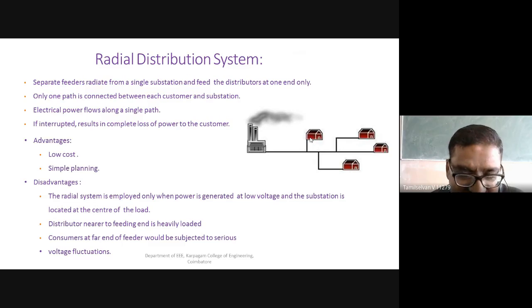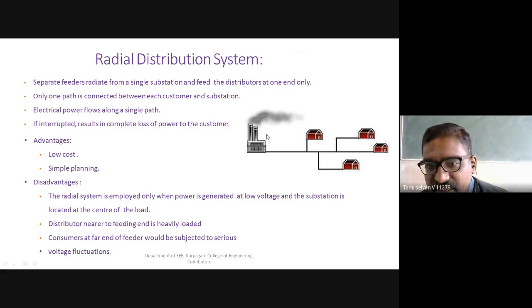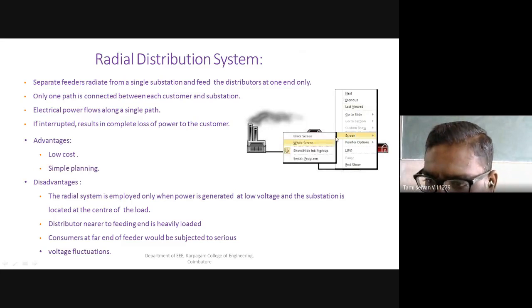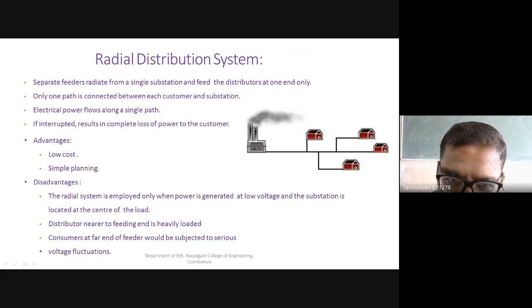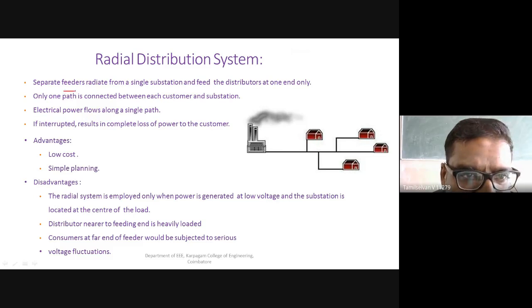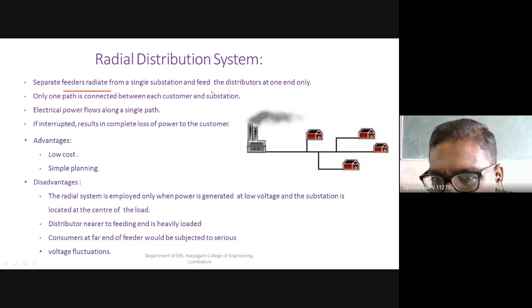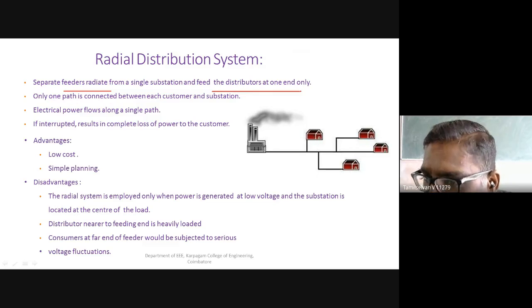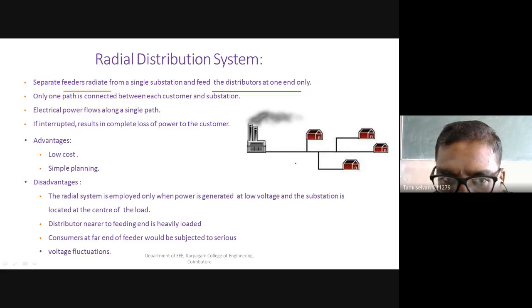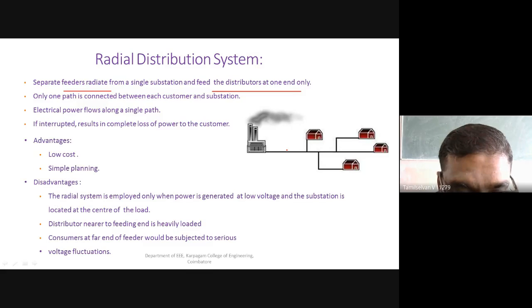Remember, for our clear understanding I have drawn here our generation station, but remember this is our substation. Here the separate feeders will be radiated from the single substation and feed the distributor at only one end. It means only one feeder will be there. From the feeder, there will be a distributor to distribute power at the one end. So the current will be flowing only in a single path.